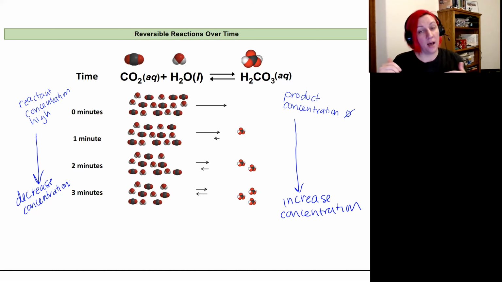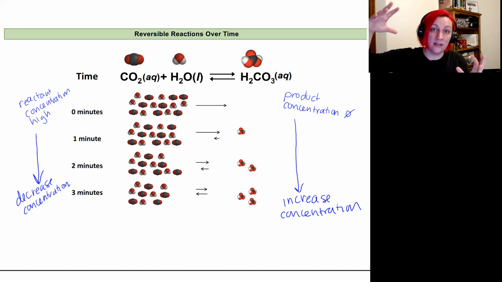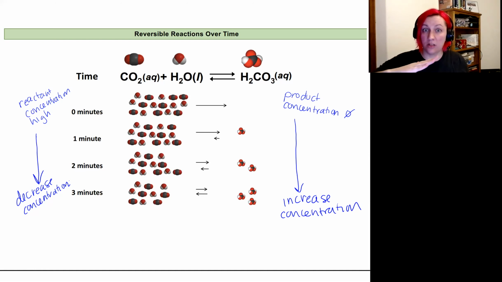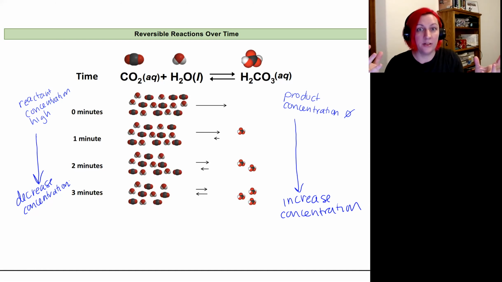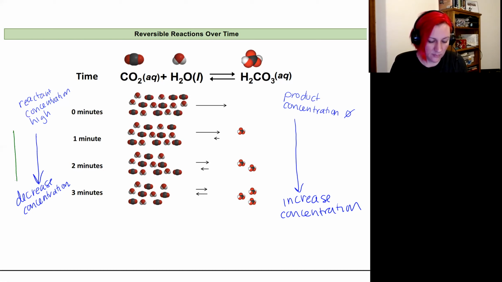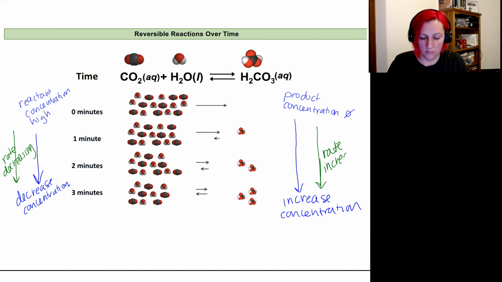And so the opposite's going to happen with our products. As that concentration increases, the rate of the reaction will start to increase for the reverse direction because more of our products are around, meaning there's more possible collisions. They'll happen more frequently. And then a percentage of them will produce the reactants. And so we can kind of think of the rate then of our reactants decreasing.